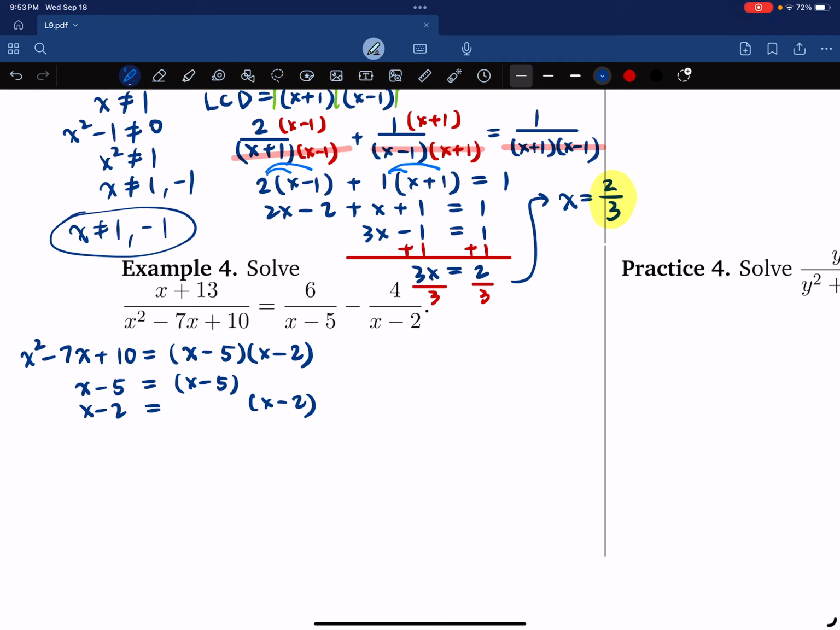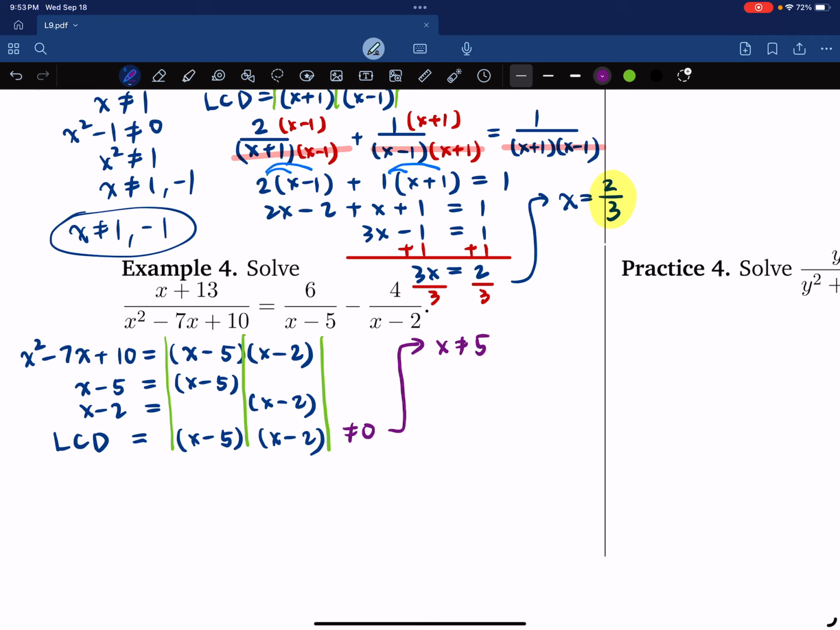So there is a different way to find restrictions. You just need to see that your LCD is not 0. In this case, our LCD, if you do the columns, we have 2 factors right here, and that tells us that our LCD is simply the product of these two, x minus 5 and x minus 2. And your LCD cannot be 0. So this is another way to find restrictions. LCD is the denominator, and the denominator cannot be 0. And then from this, we should get 2 restrictions.